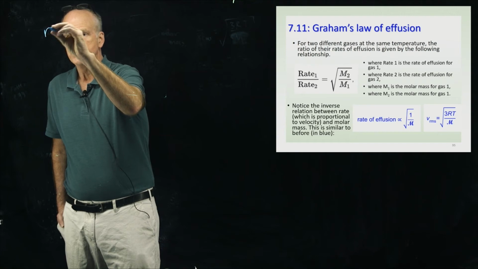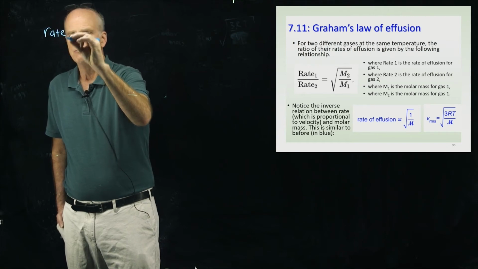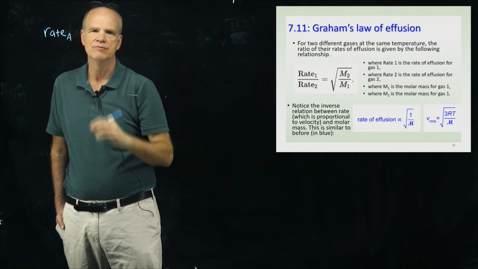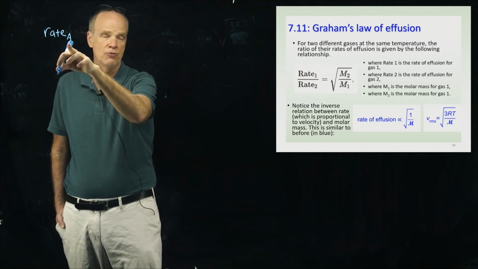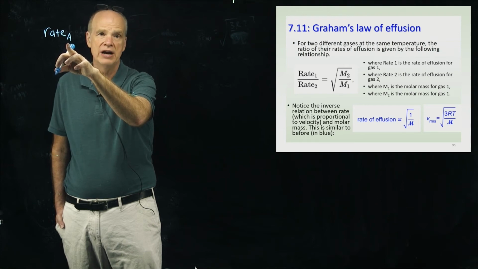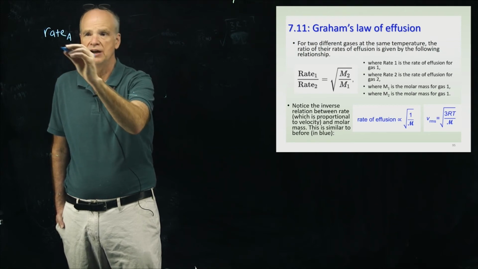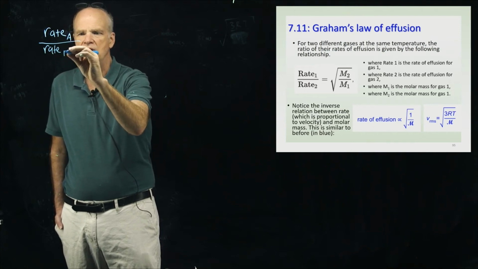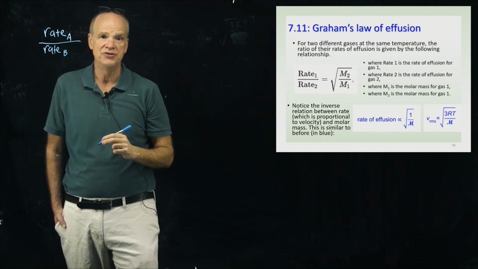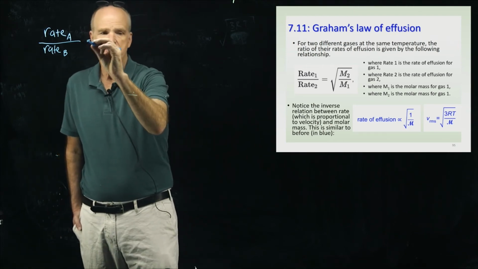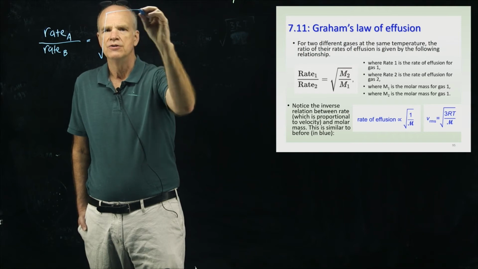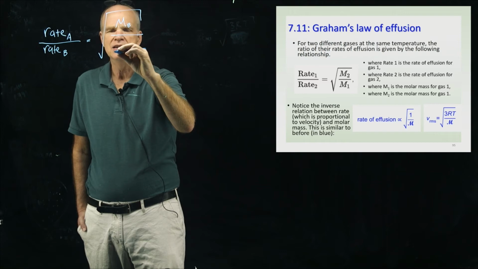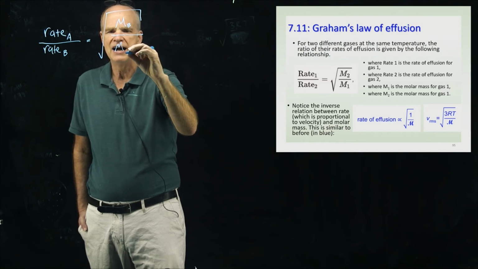So the formula is this. You have the rate of a molecule. You can call it 1 if you want, or you can call it A. So we're going to call this rate A because we're referring to the rate of gas molecule A divided by the rate of gas molecule B. It's going to be a different molecule, B, and that is equal to the square root of the molar mass of gas B divided by the molar mass of gas A.